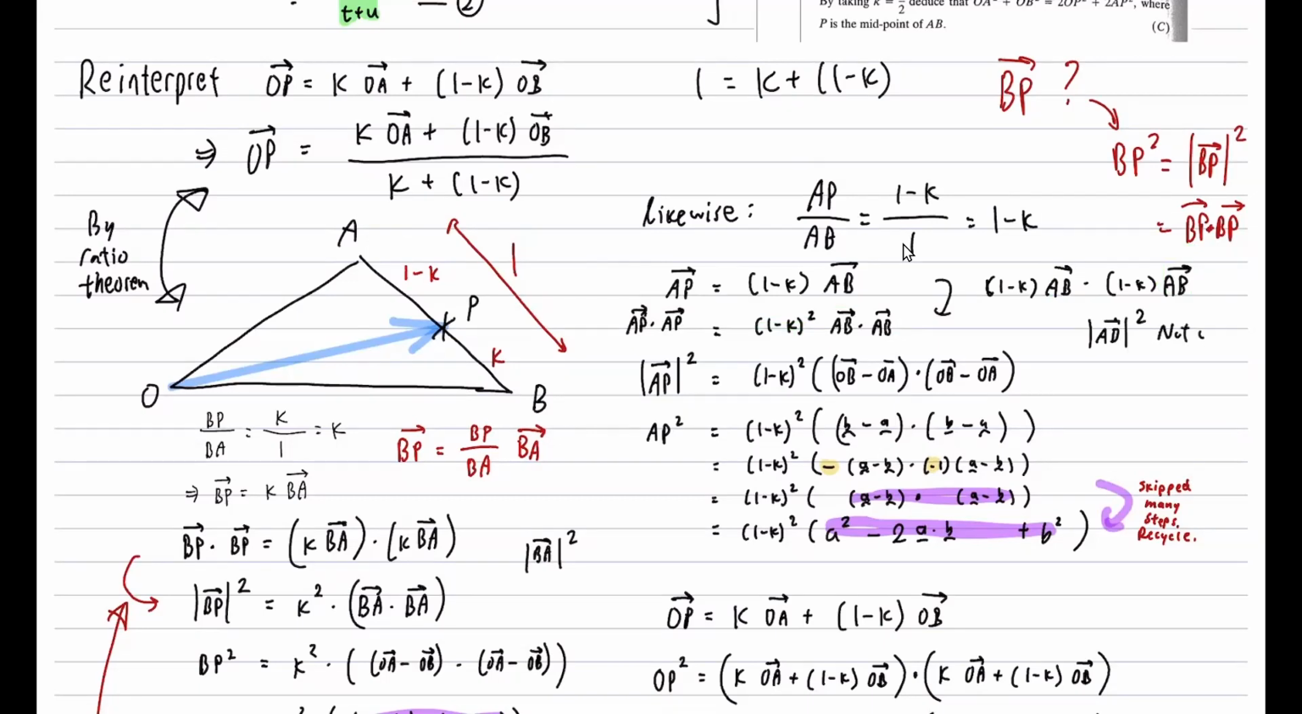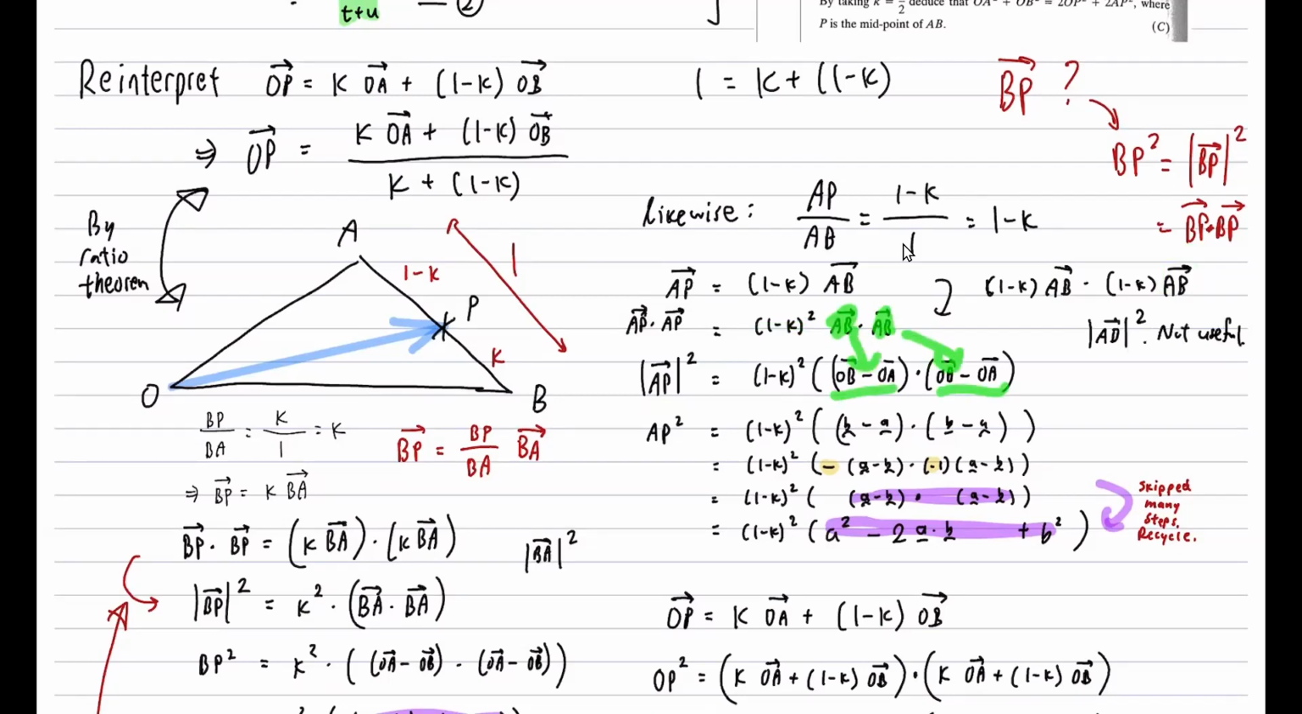But it's not useful. Okay, sorry. It's true, but it's not useful. A lot of times you'll see in math, things are equal, but it's not useful. I know 1 plus 1 is equal to 2, but that's not useful to me. Okay, so AB is OB minus OA. AB is also OB minus OA.